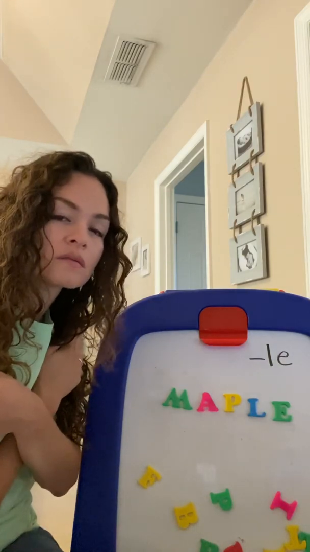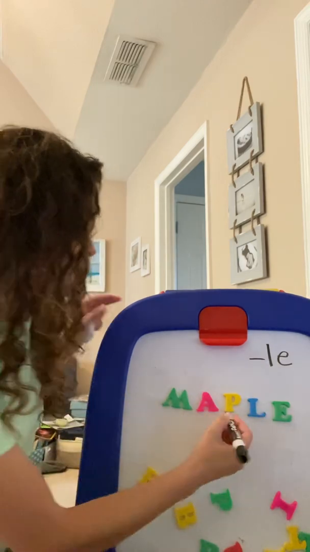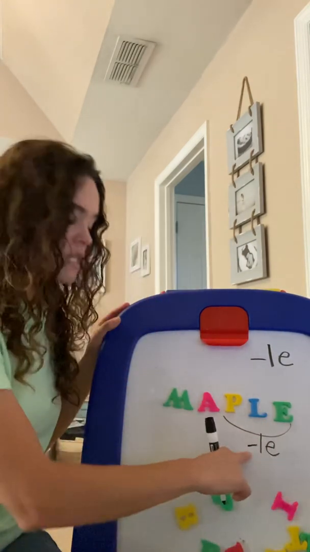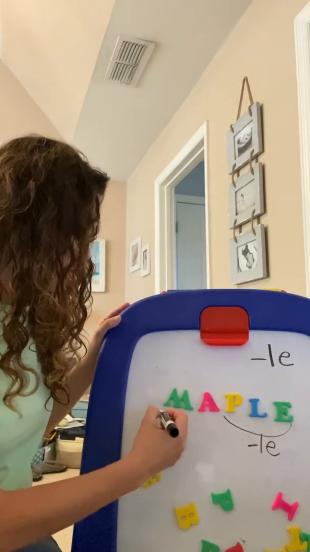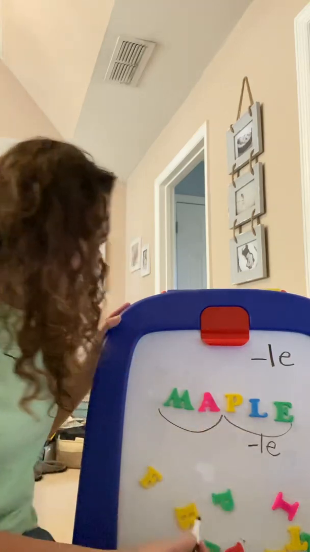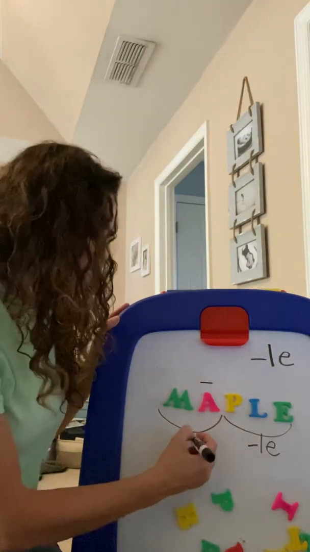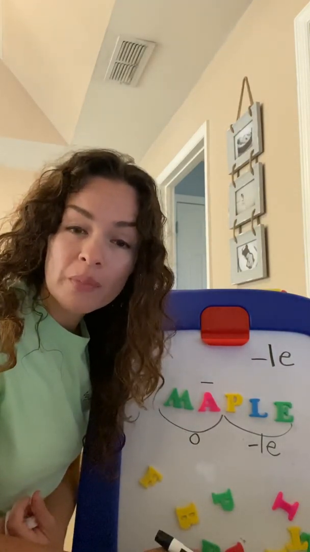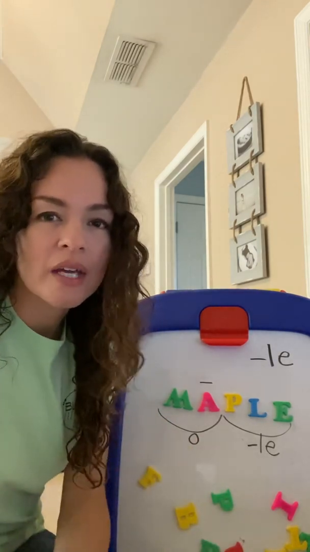Does that look right? Does it sound right? Does it make sense? Maple. There's my new pattern. The dash is for my consonant. Consonant L-E, maple. And I'll scoop this here. This one's hanging out in the open. It says its name. I have the word maple, like maple syrup. All right, we're gonna stop there.